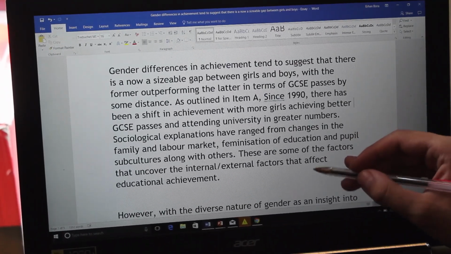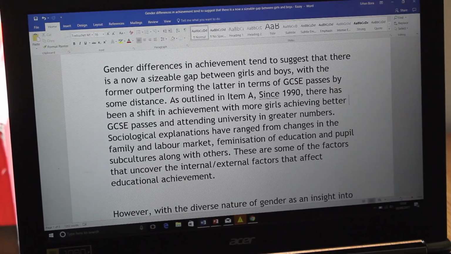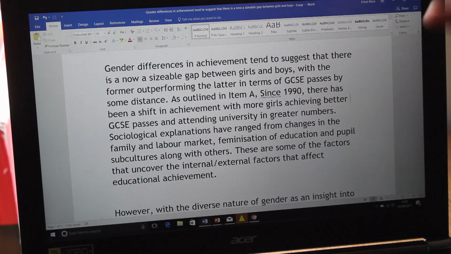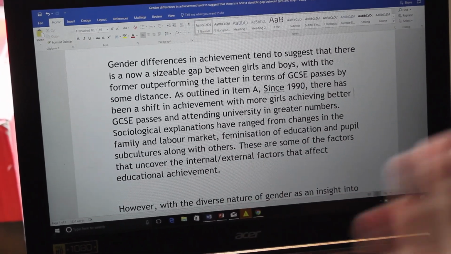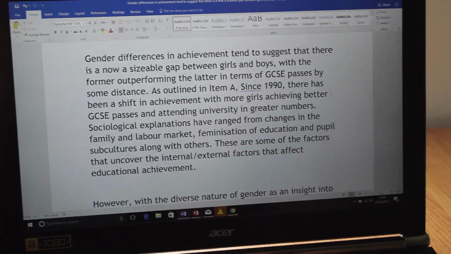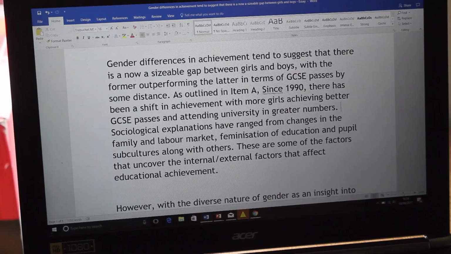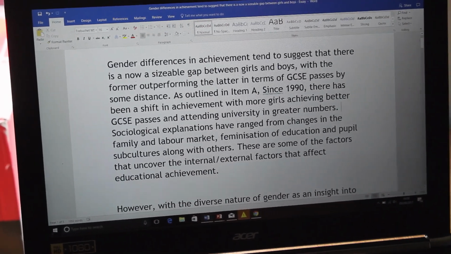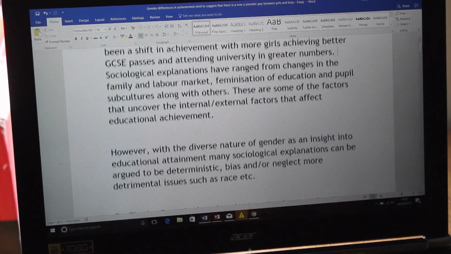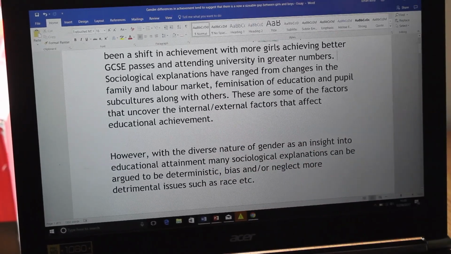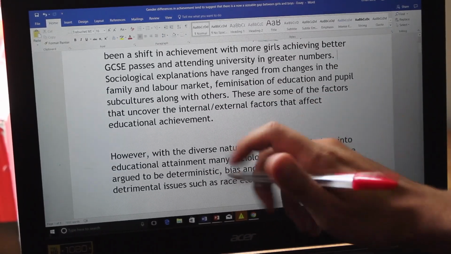So I'm showing you here, I'm going to be balanced. I'm going to look at what happens inside education or inside the classroom and what happens in wider society. So from my intro, you can see that I know what the item is asking of me. I've unpicked it a bit further and I've outlined to you what I'm going to cover in this essay, and that I'm going to be balanced. You can see in the bottom part there, I've outlined and covered the internal and external factors. However, this is still part of my intro.